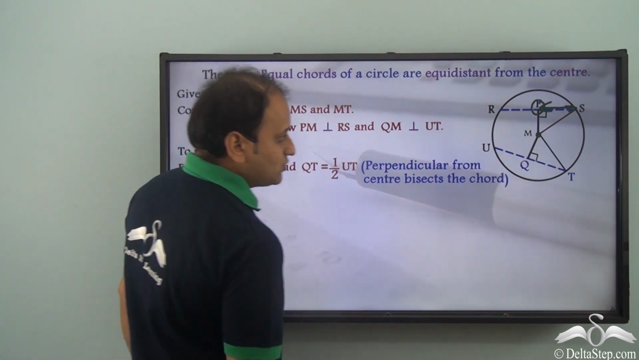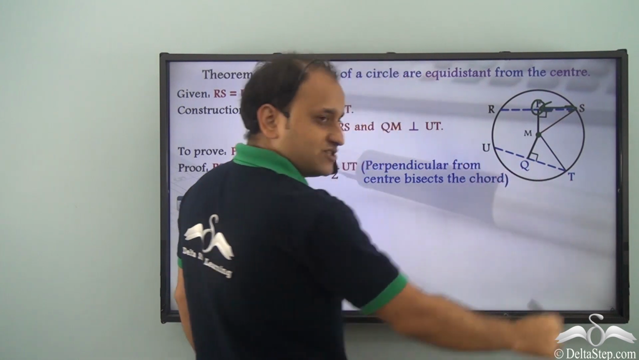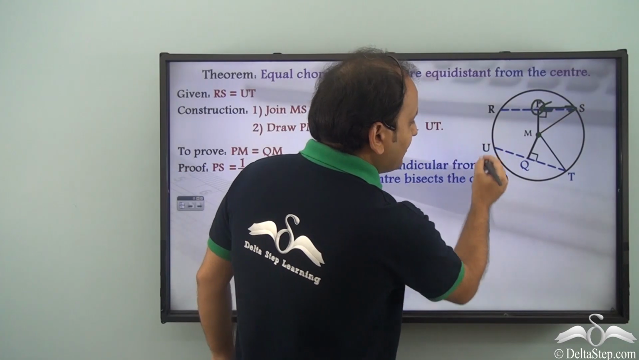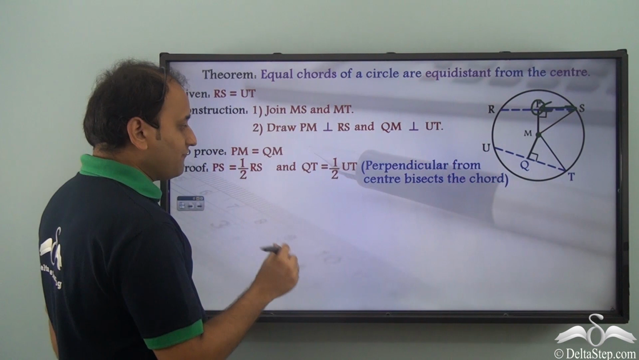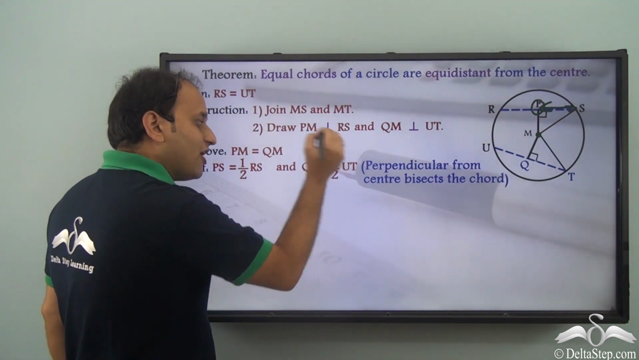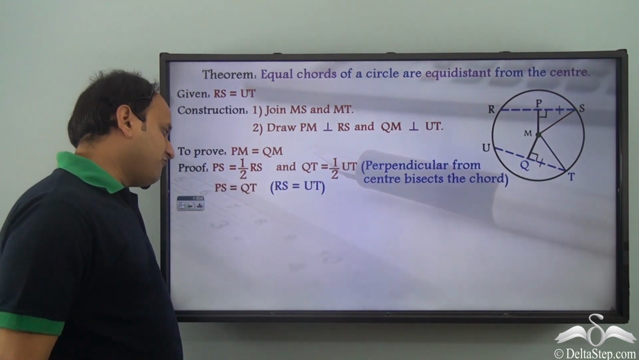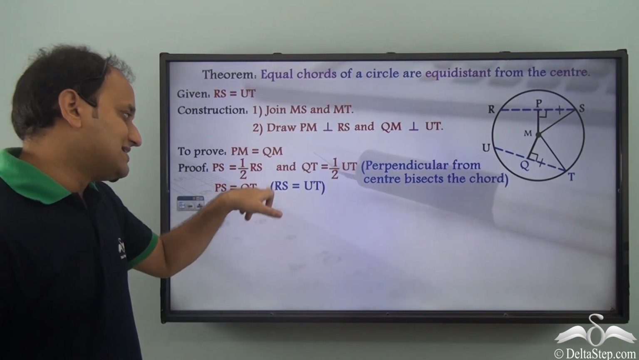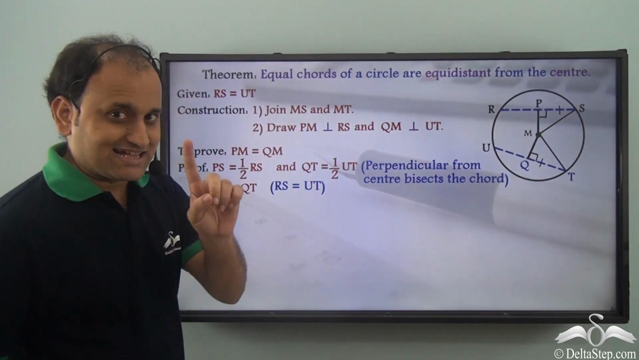Similarly, even in the case of QT, we have QM, which is a perpendicular dropped on UT, and it will bisect the chord UT, and we will have UQ is equal to QT, or we can say that QT is half of UT, and from that we can infer that PS is equal to QT because RS is equal to UT, so their halves will also be equal. So PS is equal to QT. That's one finding.